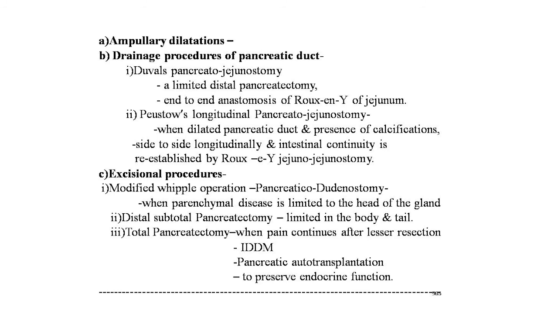Then the third surgical treatment is the excisional procedures: modified Whipple operation, pancreatico-duodenostomy, when parenchymal disease is limited to the head of the gland; distal subtotal pancreatectomy, limited to the body and tail; and total pancreatectomy, when the pain continues after later resection, that is IDDM, insulin dependent diabetes mellitus; and pancreatic autotransplantation to preserve endocrine functions.